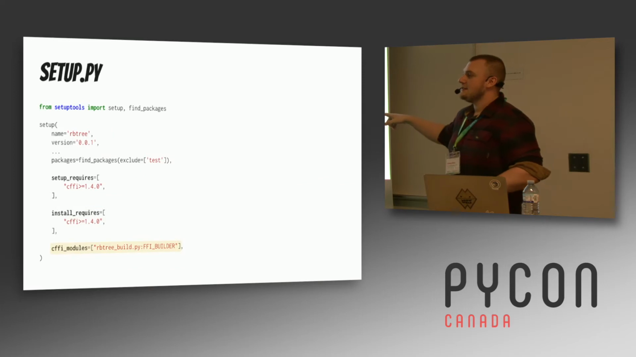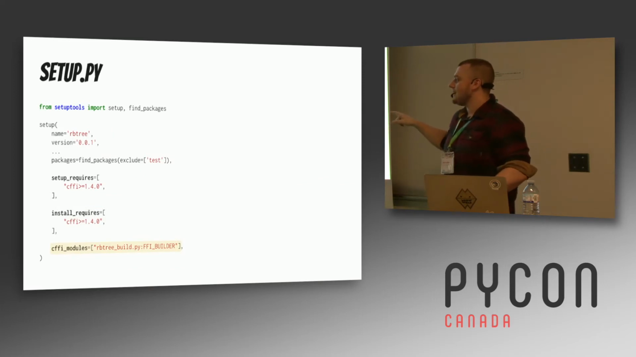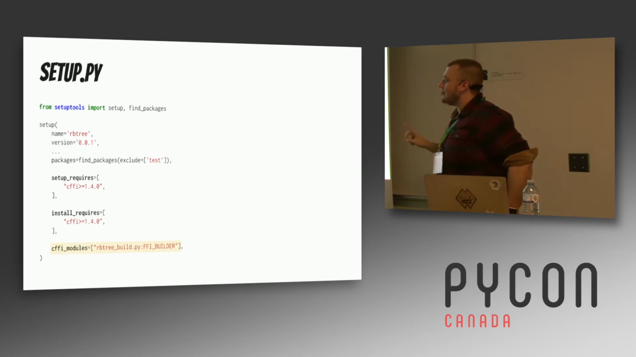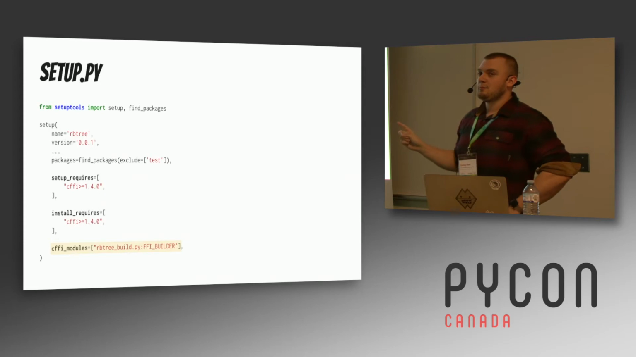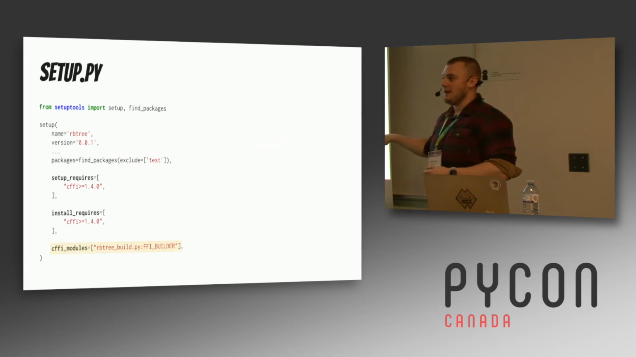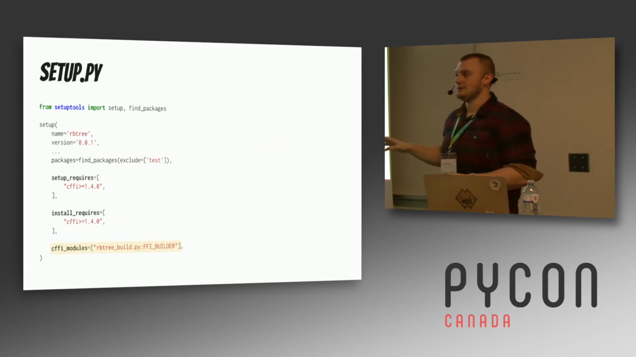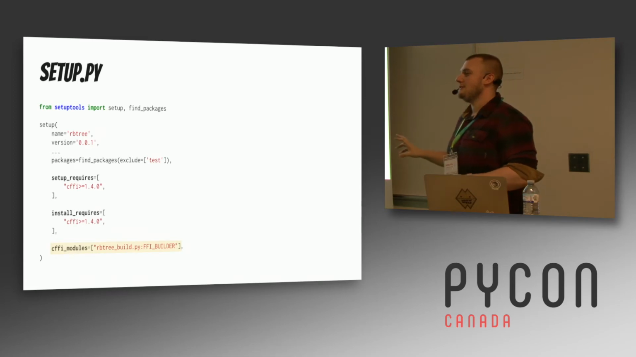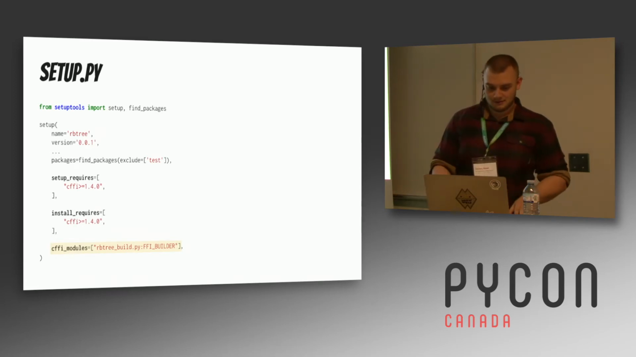And then finally, there's this argument here at the bottom, cffi_modules. That tells setuptools this project contains a C module that's being wrapped by CFFI, and here is the build file that's going to do the wrapping and produce the C module for you. I'll get into that a little bit later, but there's not too many extra things here from a standard setup.py file.